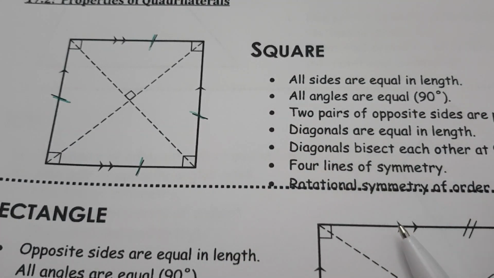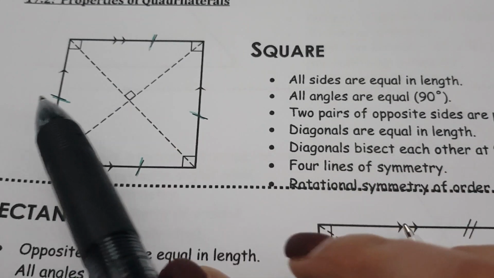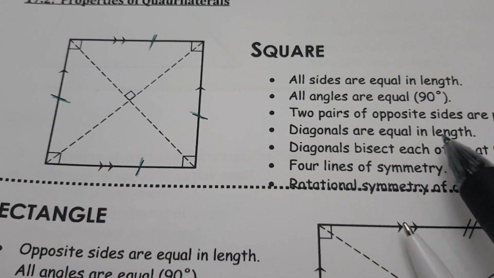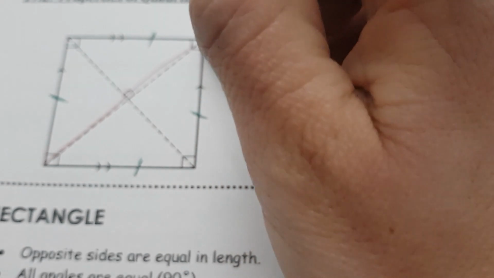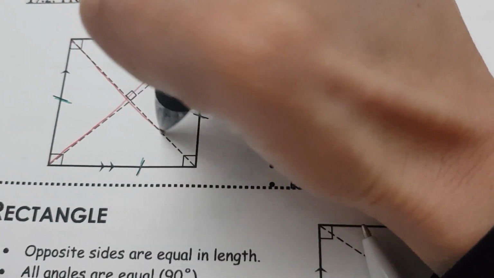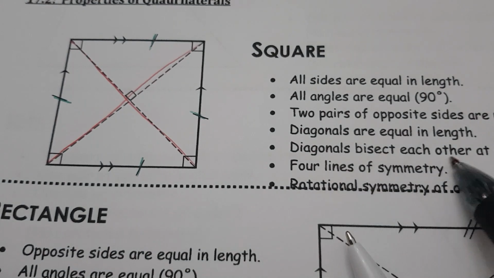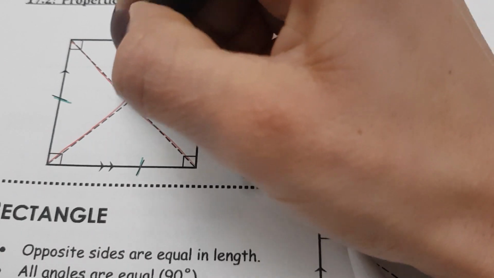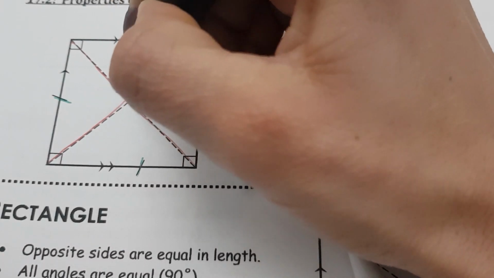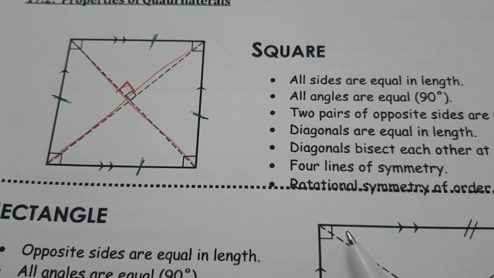Two pairs of opposite sides are parallel. The opposite sides are parallel. Diagonals are equal in length. This is interesting, okay? Diagonal is this one. This is exactly equal to this one. Diagonals bisect each other at 90 degrees. So the angle between this diagonal and this diagonal is 90 degrees.